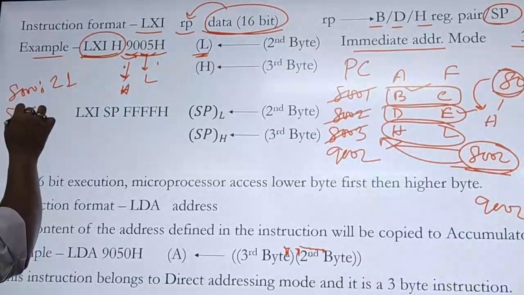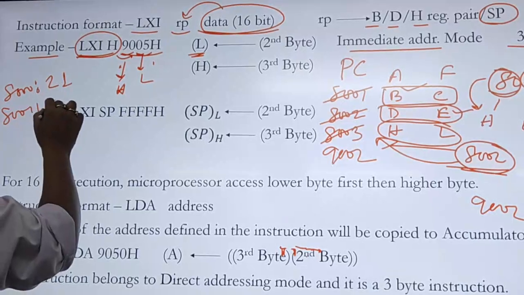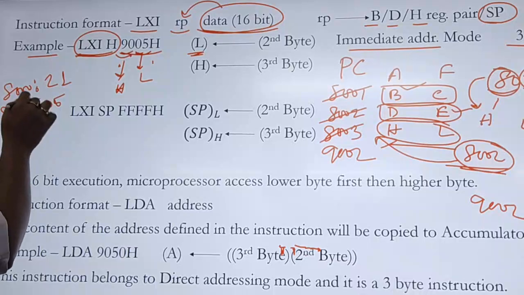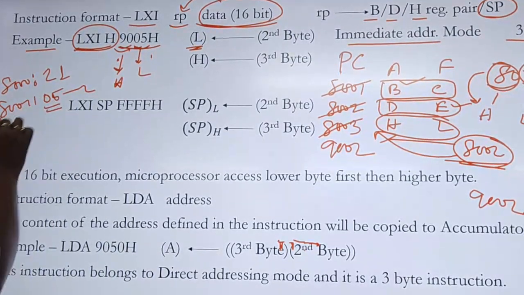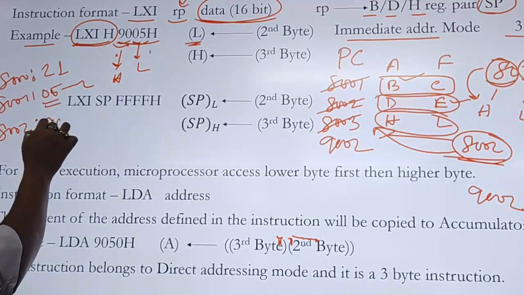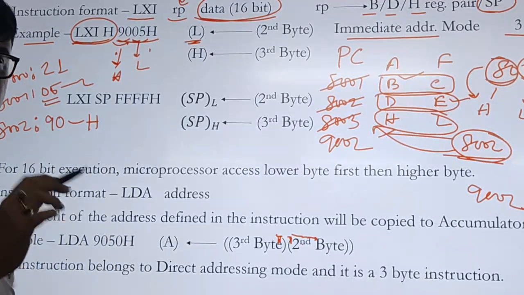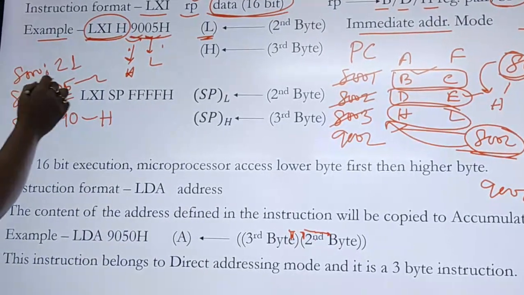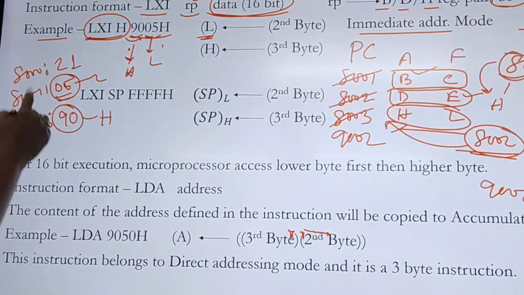Then in 8001, I am going to enter 05. Why? Because the next byte we enter will be stored in the L register. That is why the lower byte should be entered first. Then in 8002, 90 will be entered, which will be stored into the H register, because the microprocessor always accesses the lower byte first, then the higher byte. That is why 05 is entered second. So 05 can be called the second byte, and 90 the third byte.